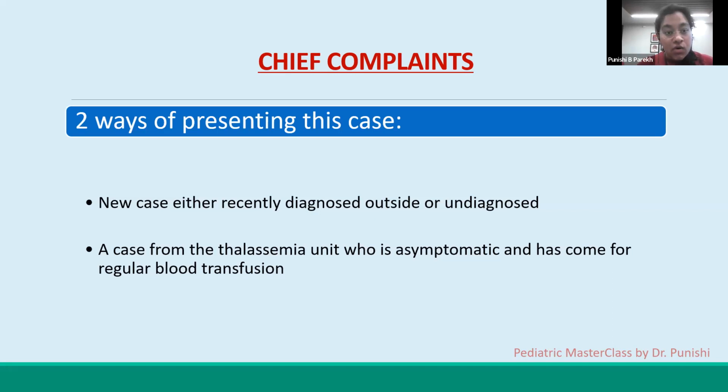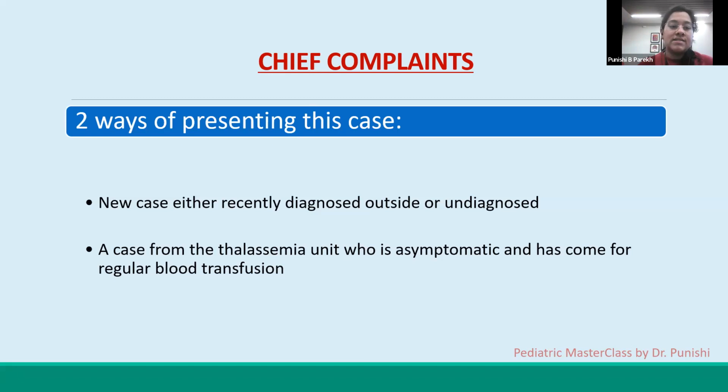Another way of how this case usually presents is, let's say you have a thalassemia unit in your hospital and you have patients who come in regularly for their monthly blood transfusions. So many a time what happens is, a patient is chosen from the thalassemia ward and is kept for your exam. So probably that patient is asymptomatic and has come for regular blood transfusions, and you're taking that case. So he's already diagnosed and he's a known case of a hematological disorder requiring repeated blood transfusions.